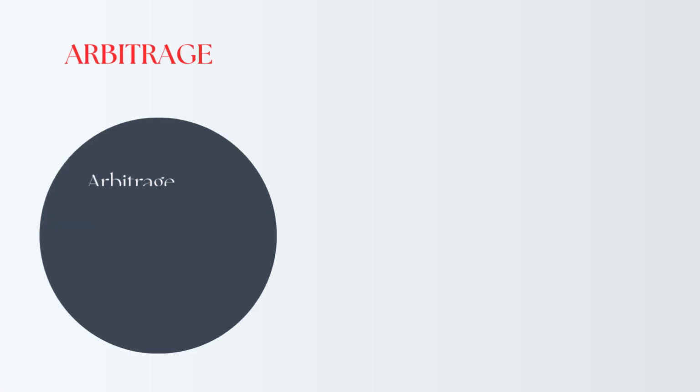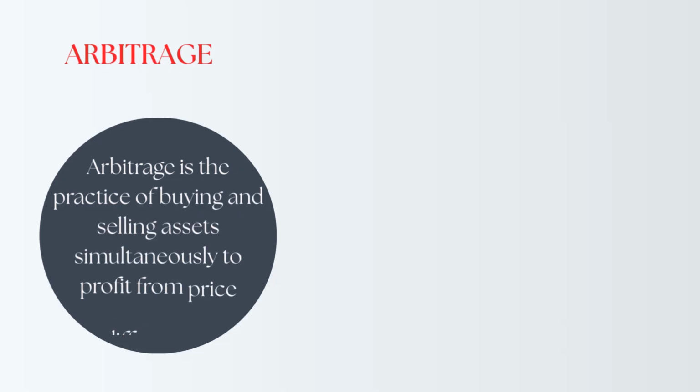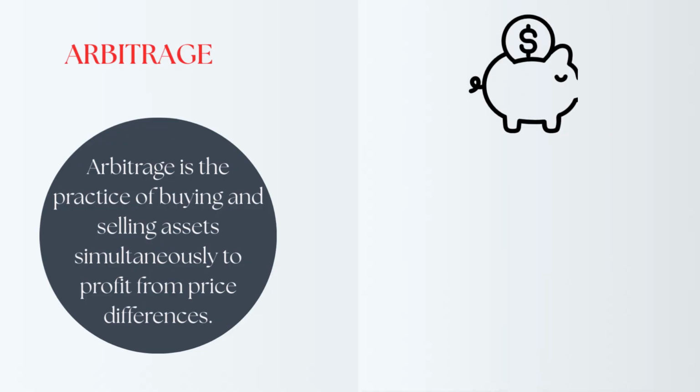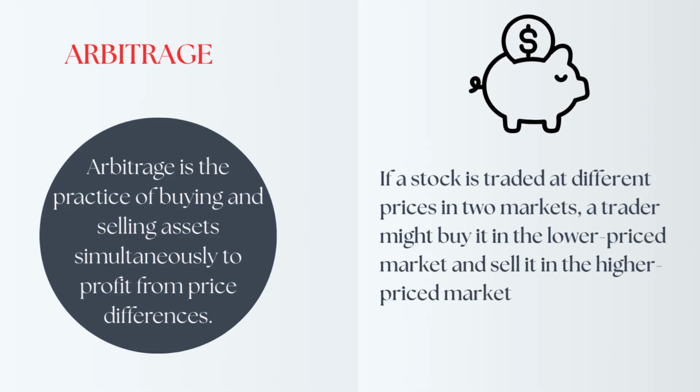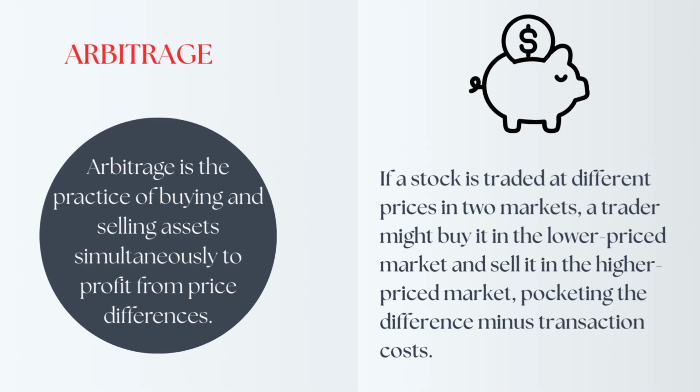Arbitrage. Arbitrage is the practice of buying and selling assets simultaneously to profit from price differences. For example, if a stock is traded at different prices in two markets, a trader might buy it in the lower price market and sell it in the higher price market, pocketing the difference minus transaction costs.